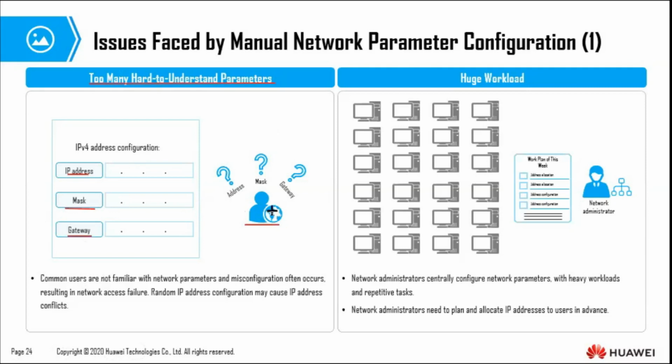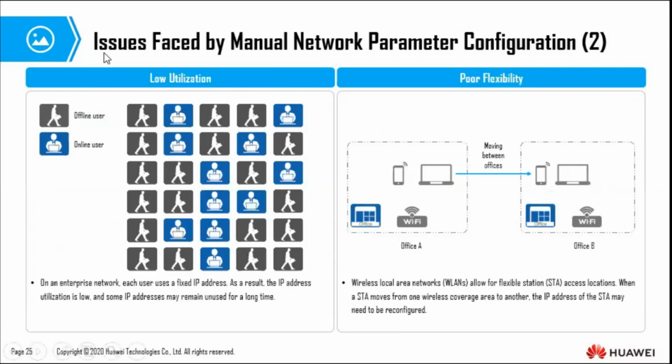And number two, it's also a lot of workload for your network administrators if they're the ones that are supposed to do that. Of course, as we know, it's also a repetitive task, which is boring, and it's prone to errors, misconfiguration, and might cause IP address conflicts in your network. So those are the problems with manual IP configuration.